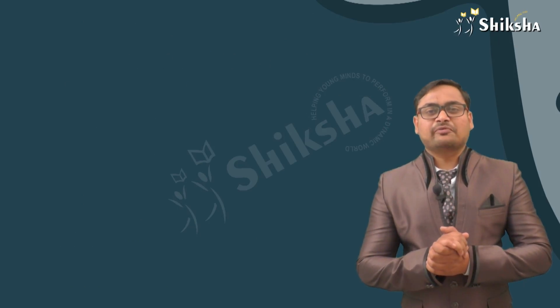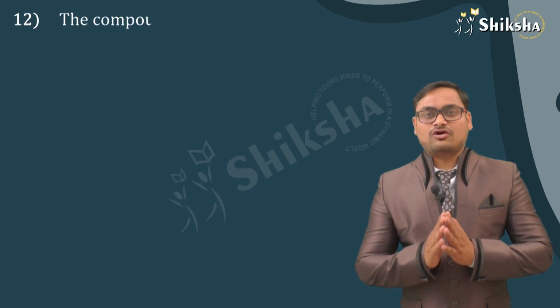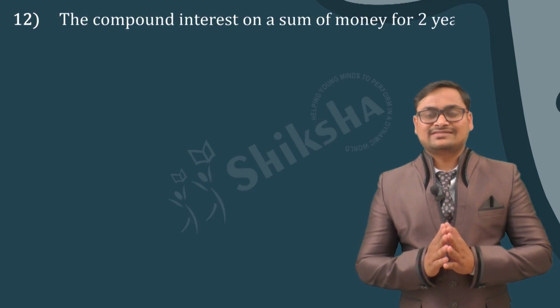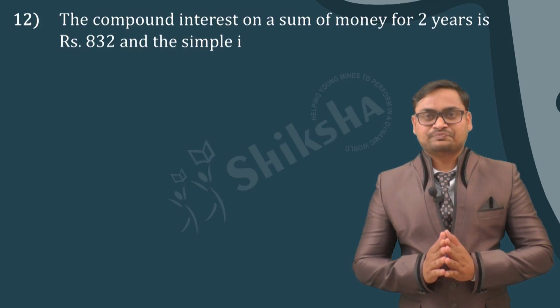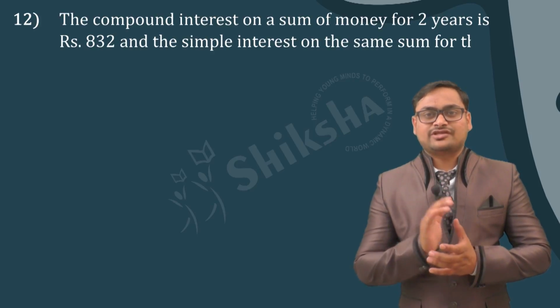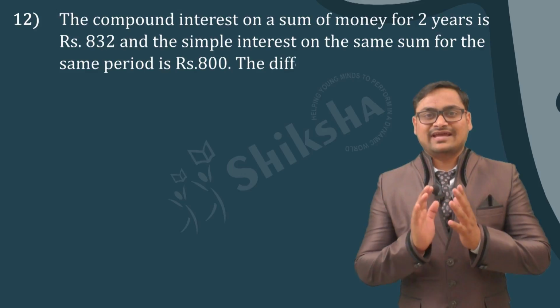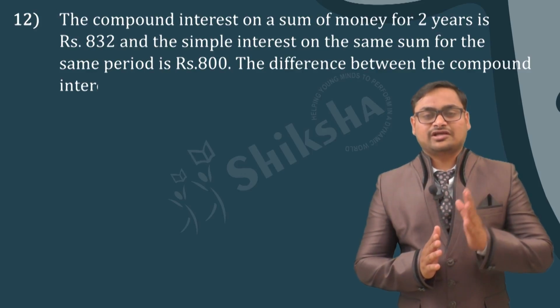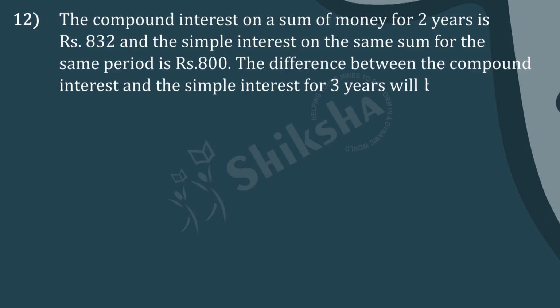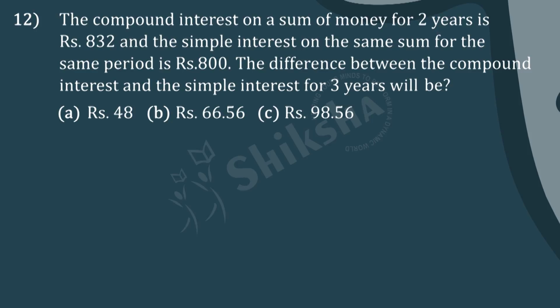Now let's see question number 12. The compound interest on a sum of money for 2 years is ₹832 and the simple interest on the same sum for the same period is ₹800. The difference between the compound interest and the simple interest for 3 years will be, and our options are A ₹48, B ₹66.56, C ₹98.56 and D none of this. Now let's see its solution.